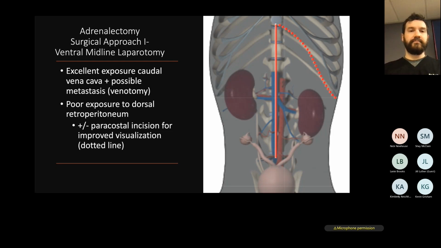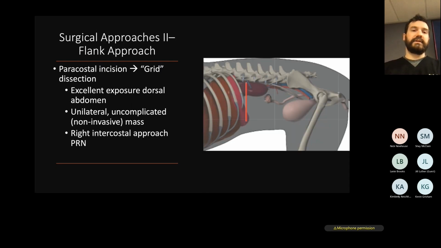these tumors. A flank approach is sort of similar. And so with this, we'll make a pericostal incision and then start with a grid style dissection going through the abdominal wall muscles, just like you would with a grid gastropexy. It does provide excellent exposure to the dorsal abdomen.